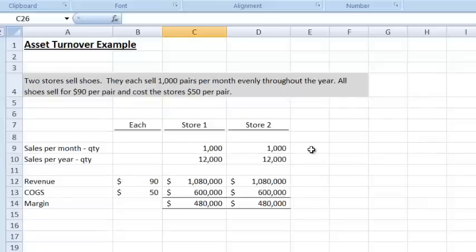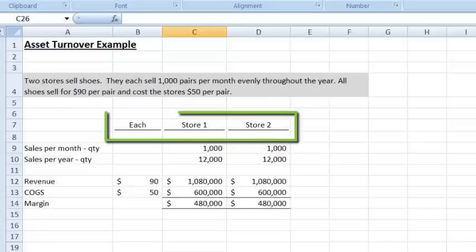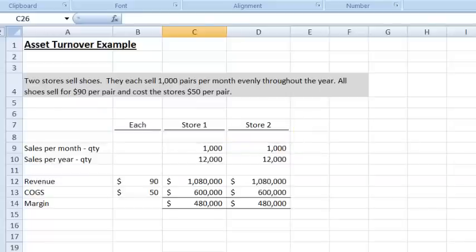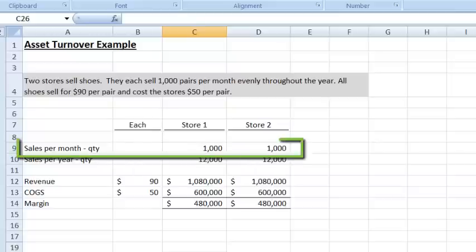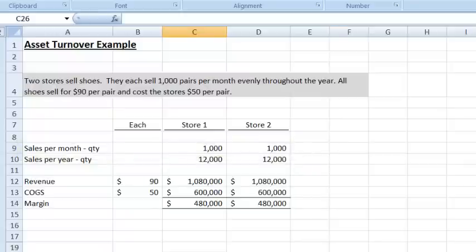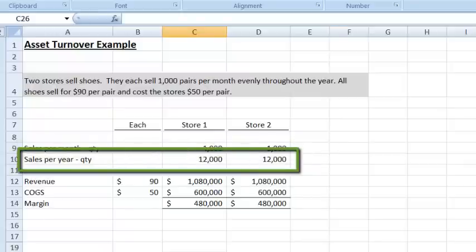So I have the example set up now on the screen, and let's take a look at it piece by piece. First, notice the columns. We have a column that's labeled each, a column for store 1 and a column for store 2. The first line says the sales per month in quantity, so both stores 1 and 2 are selling 1,000 pairs of shoes a month. That equates to sales per year of 12,000. So 1,000 shoes per month times 12 months.